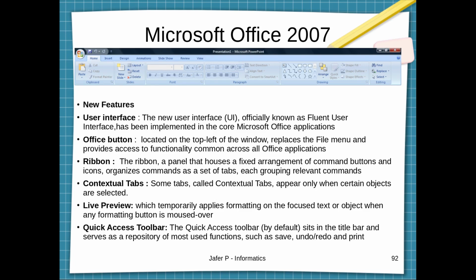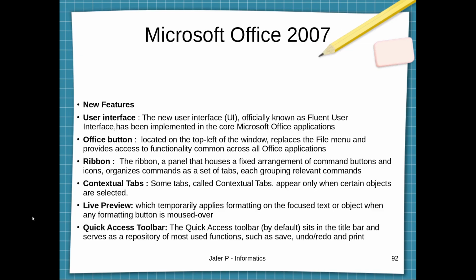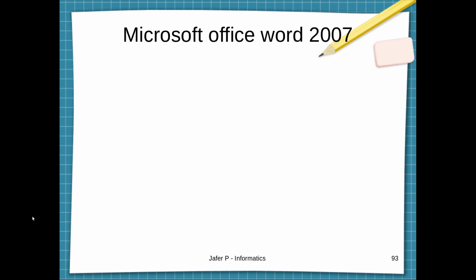Quick access toolbar. There is a quick access toolbar over here. It sits in the title bar and serves as a repository of most used functions such as save, undo, redo, and print. There you can see save, undo, redo. Then when you click here, there will be a print option also. Right? This is called the quick access toolbar. All these are the features of Microsoft Office 2007.